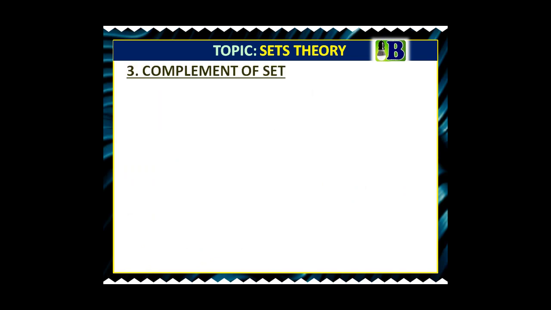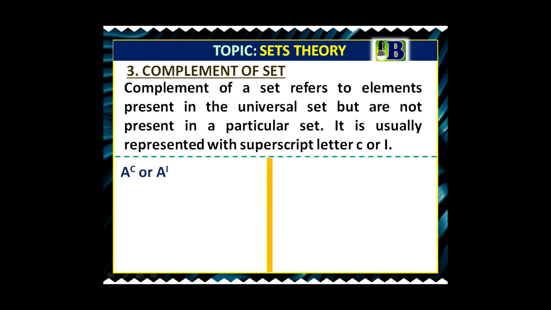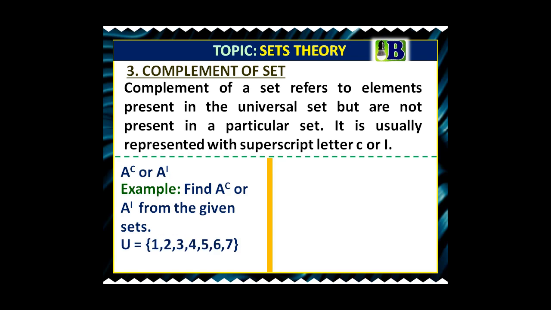The next one we are going to discuss under the operations of sets is the complement of a set, which is very interesting. The complement of a set refers to elements present in the universal set but not present in a particular set. It is usually represented with a superscript C or a prime. Let's use an example to explain it further. Find A complement from the given sets. The first set given is the universal set. This is the symbol to indicate the universal set.